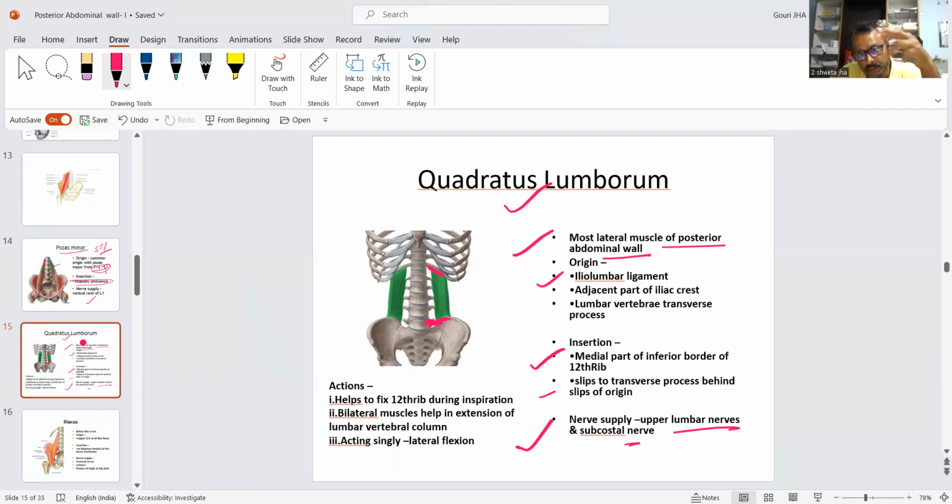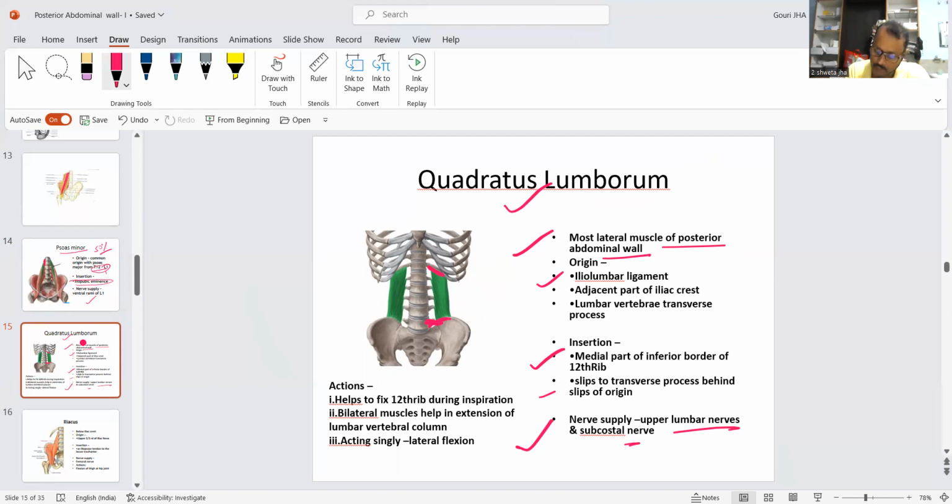In the beginning of our lecture, we already discussed the skeletal elements which are important for this reason. The most important were the 12th rib, the 12th thoracic vertebra, and the iliac crest. So why is the 12th rib important over here? We have seen over there.